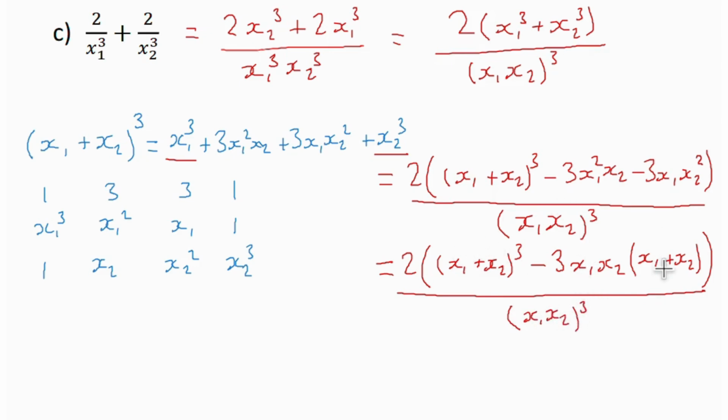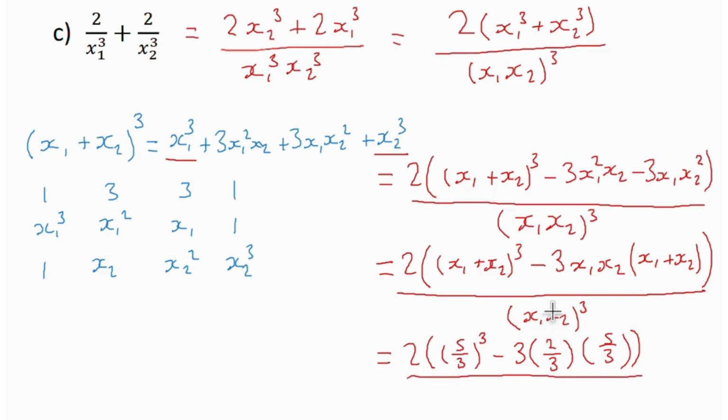And now each of these is either a sum or a product of the roots. So now we can substitute in the values that we know, which is 5/3 for the sum. For the product, it was 2/3. For the sum again is 5/3. And then all of that over the product, which is 2/3 cubed.